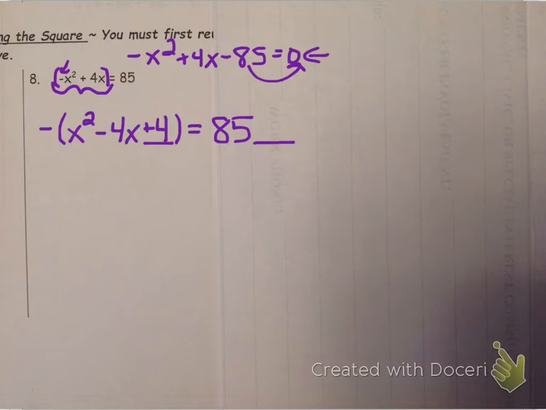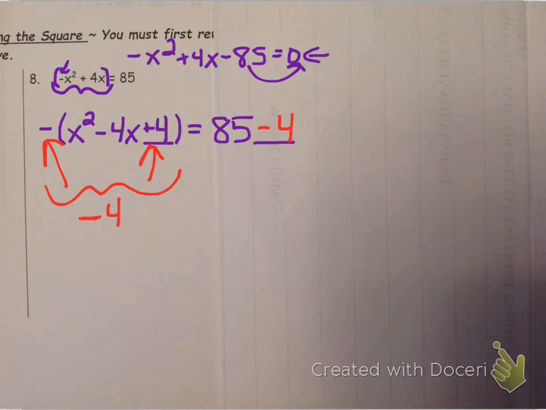But of course, don't forget that everything in the parentheses was being multiplied by that negative out in front of it. So what we had actually just done to the left side of our equation is we'd just subtracted 4. And so to balance my equation, I'm going to subtract 4 on the right. So those are your two options.